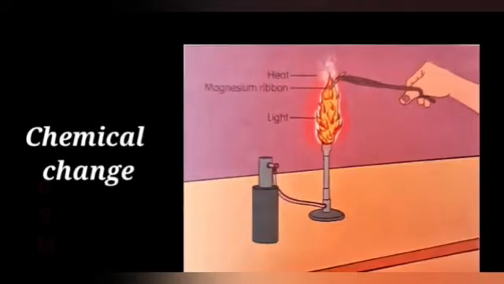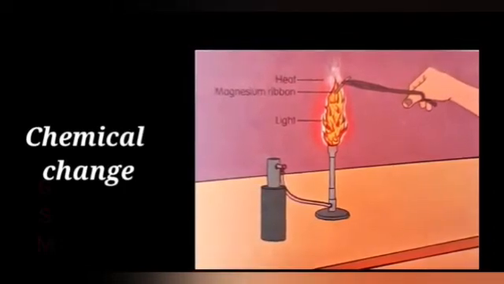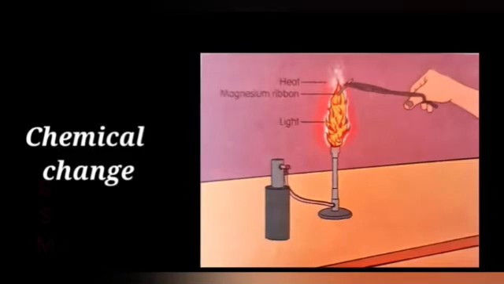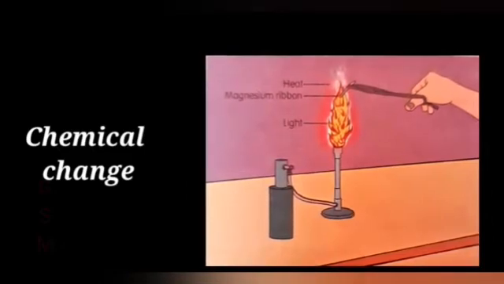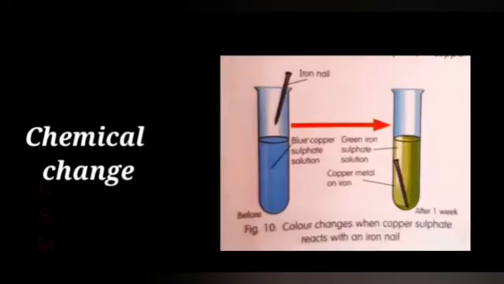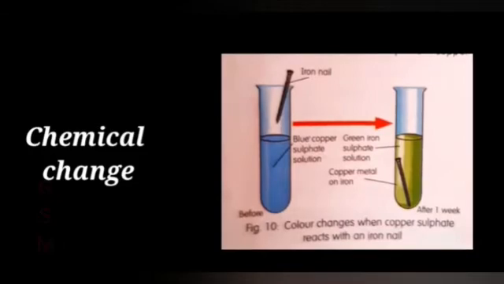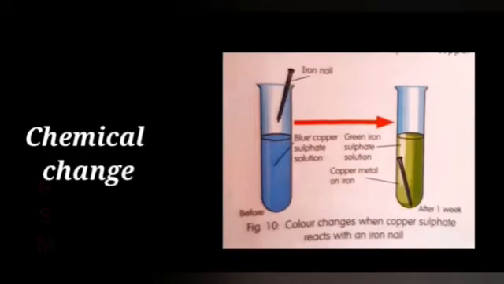Another example, look at the picture. A magnesium ribbon burns with a dazzling white flame, producing heat and light. It forms a white powder called magnesium oxide. I will give you one more example of chemical change. Look at this. Copper sulfate is white in color. When you add water to copper sulfate, it changes into blue color.